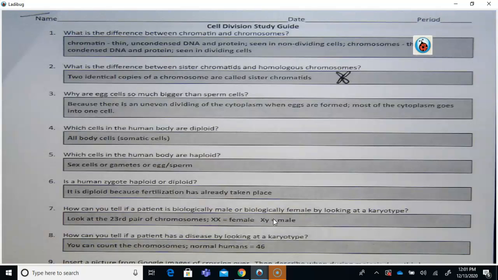Chromatin is thin, uncondensed DNA and protein you see in non-dividing cells. Chromosomes are thick, condensed DNA and protein, and we see chromosomes in dividing cells.